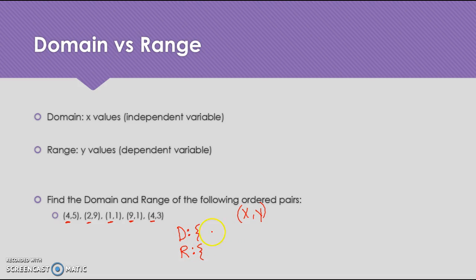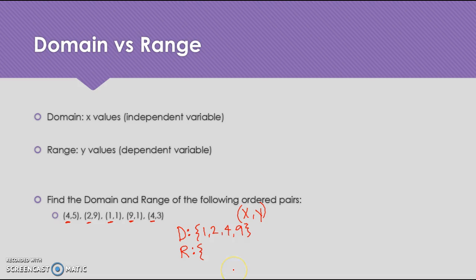So the smallest x value I have is a 1. Then it jumps to a 2. Then a 4. Well, then I got another 4, but I don't have to put it twice because I've already said that there's an x value at 4. It doesn't matter how many there are. I'm just telling you where there's an x value. So I don't have to include the second 4. And then the last one is the 9. And then I'm going to close my bracket. So remember, numerical order, and you don't have any repeats. You're just telling me what x values are being used. It doesn't matter how many.